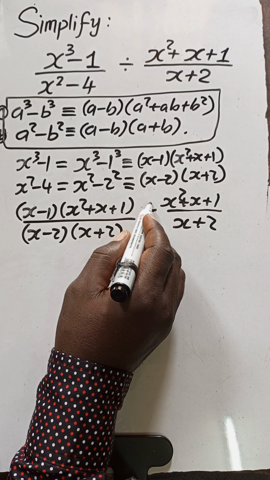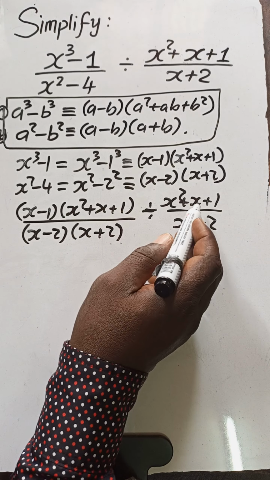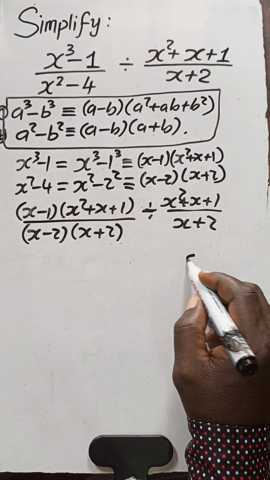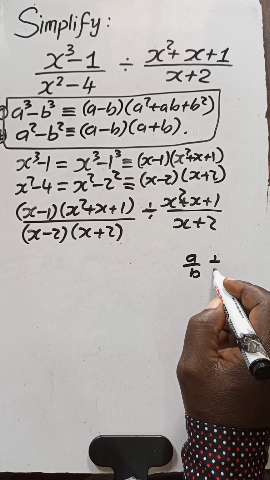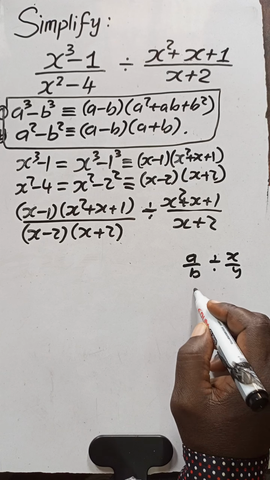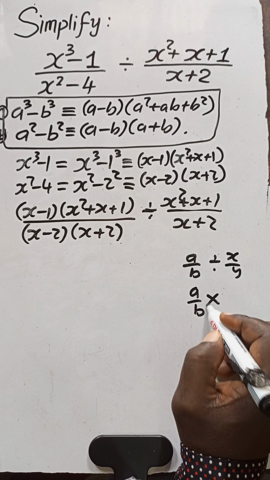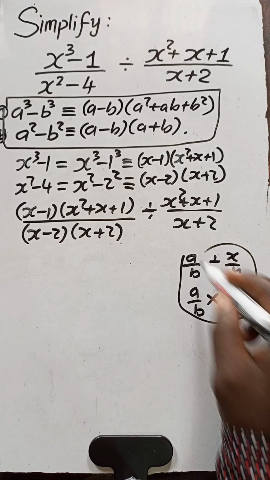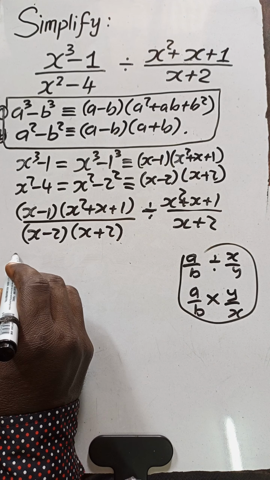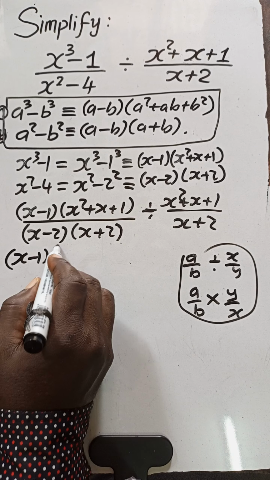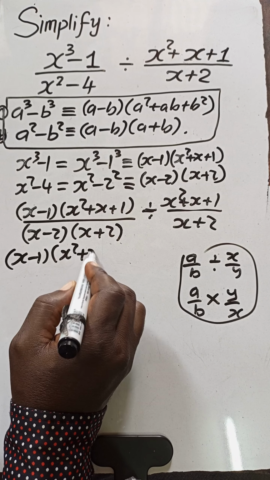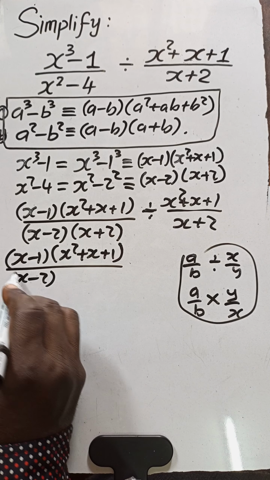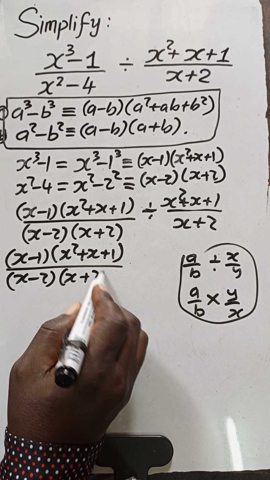All right. We have this fractional expression divided by this fractional expression. Just like with numbers, you have a all over b divided by x all over y. We maintain the first fraction, change this to multiplication, and we invert the other fraction. So we're going to maintain this fraction, x minus 1 into x squared plus x plus 1 all over x minus 2 into x plus 2.